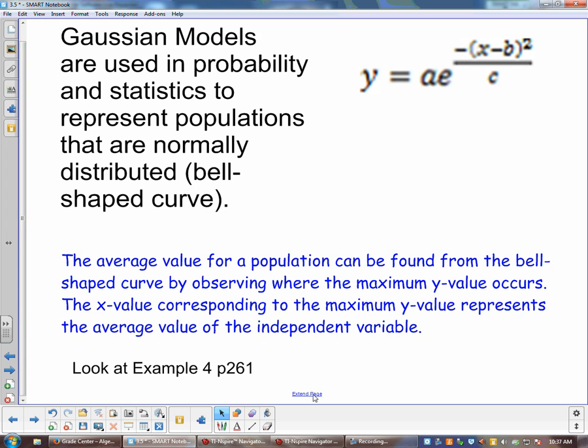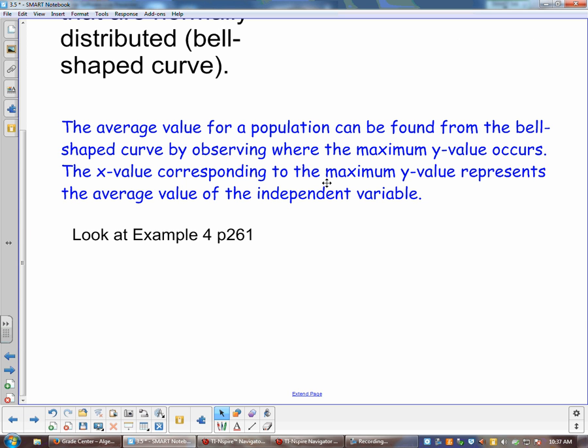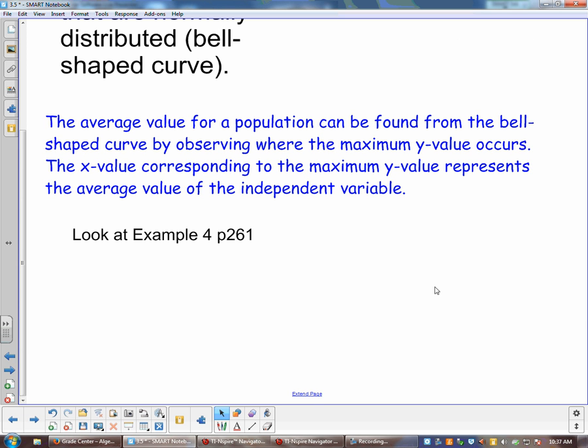Let's take a look at example 4 on page 261, because the average value for a population can be found from the bell-shaped curve by observing where the maximum y value occurs. The x value corresponding to the maximum y value represents the average value of the independent variable. So let's take a look at page 261, example 4, SAT scores.